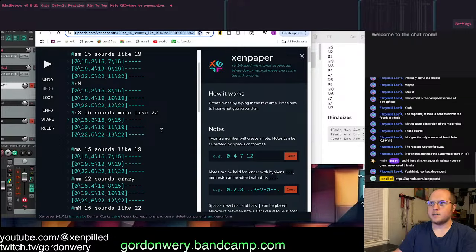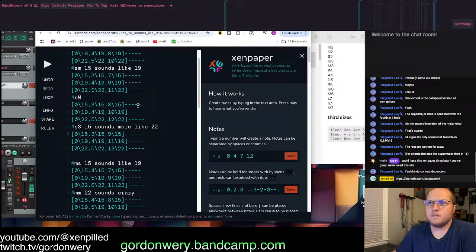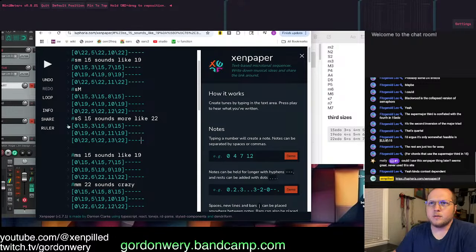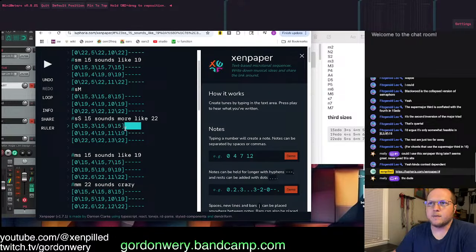It's very context dependent, I guess. But definitely when you listen to the 22 triad, listen to that, they sound very similar.